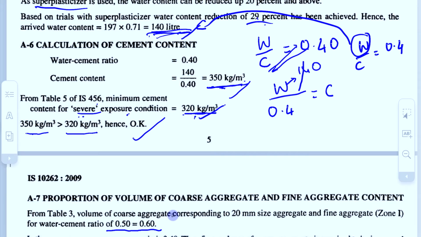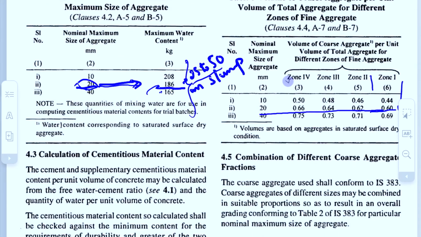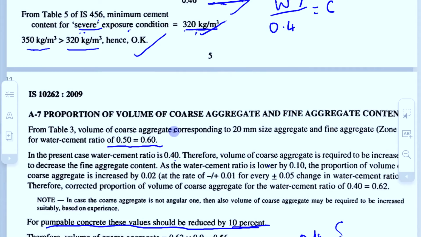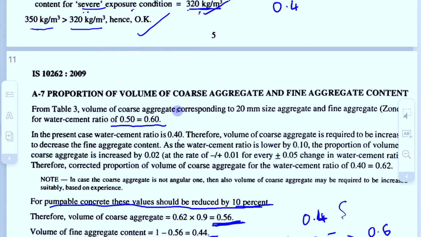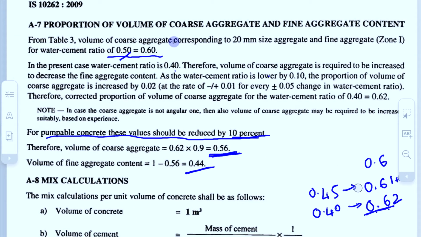Now we have to find the proportion of volume of coarse and fine aggregate. In Table 3, for zone 1, the nominal maximum size of aggregate is 20 mm, which is given in the question. If you select this value and compare it with zone 1, the volume of coarse aggregate will be 0.6. This value of 0.6 is for the water cement ratio of 0.5.